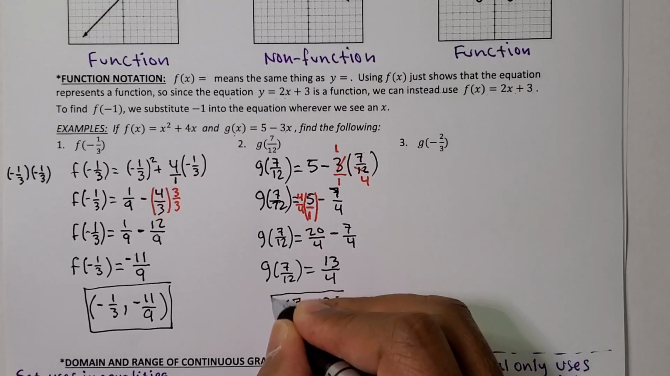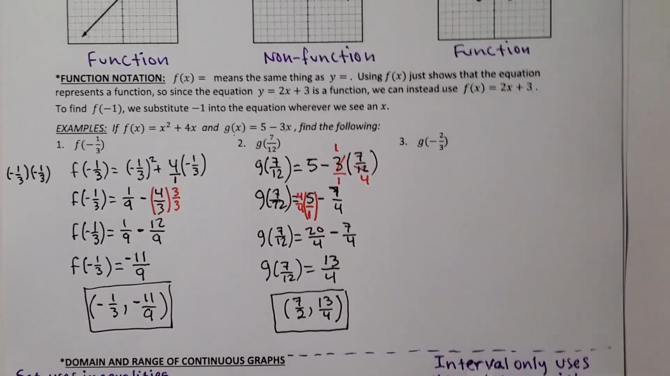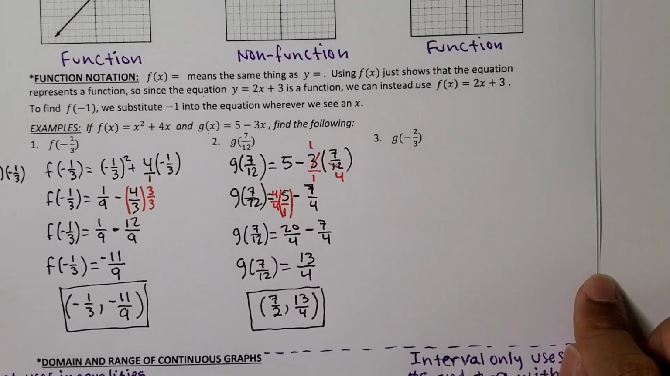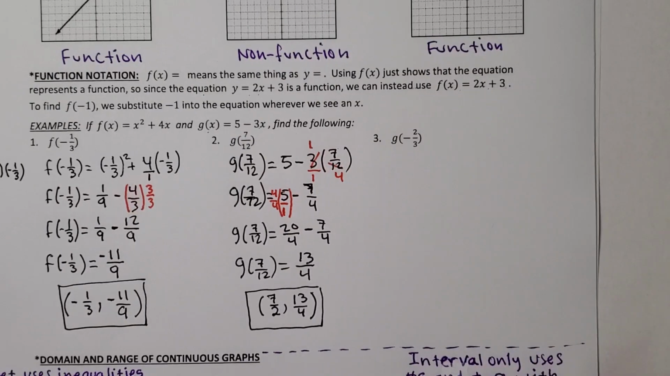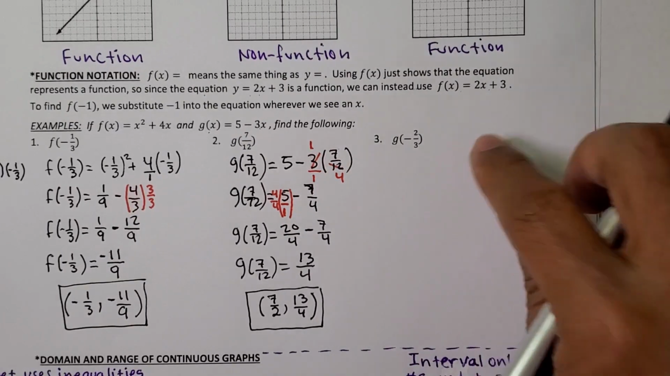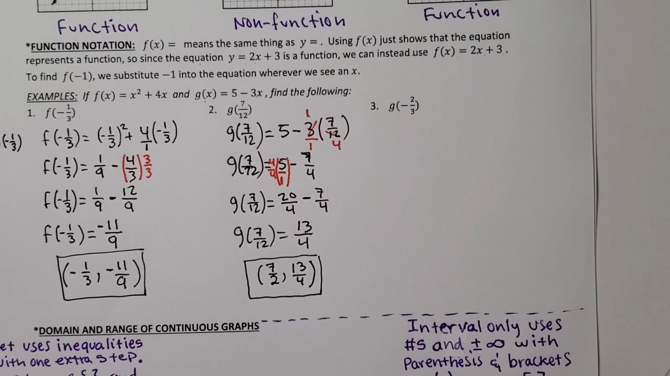So don't forget, this is an ordered pair. So they just give you the x value, you got to find the y value. The last example, I'm going to let you do the last example, okay? And if you have questions on how to do it, you can always send me a message and I'll get back to you with the answer. But I want you to try this one so you get some practice.